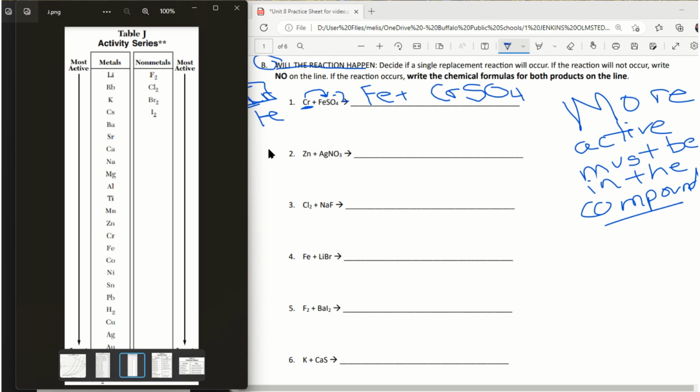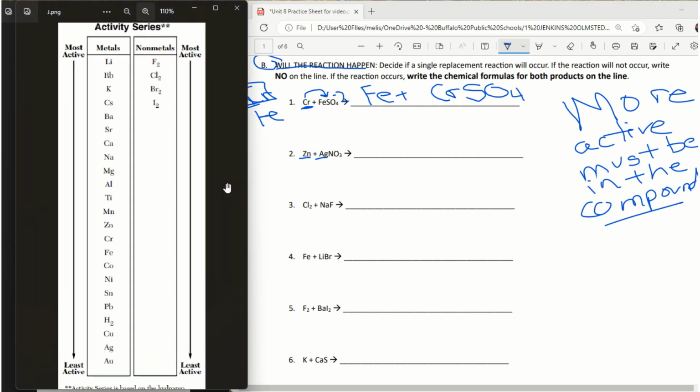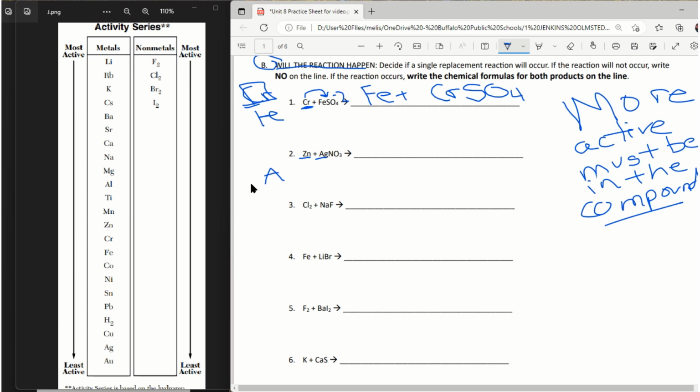So we have Zn and Ag, right? You got to compare two things that are in the same column, okay? So I have to compare them. So we got to find both Zn and Ag in this list. Well, first of all, Ag is almost all the way at the bottom. Okay. And Zn is pretty significantly above it.